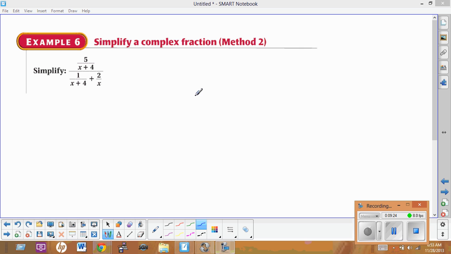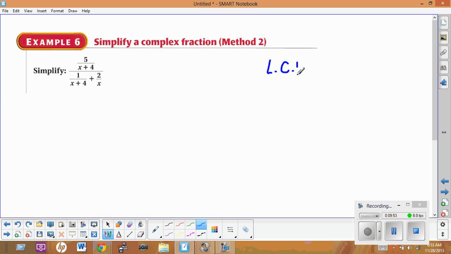Okay, here's method 2. We're going to use the same example. So let's go ahead and go over this method. Now the method says find the LCD of all the terms in the numerator and the denominator. So if I look at the numerator, I have an x plus 4. Look at the denominator, I have an x plus 4 and x. So the LCD would be, for all terms, it's going to still be x times x plus 4.